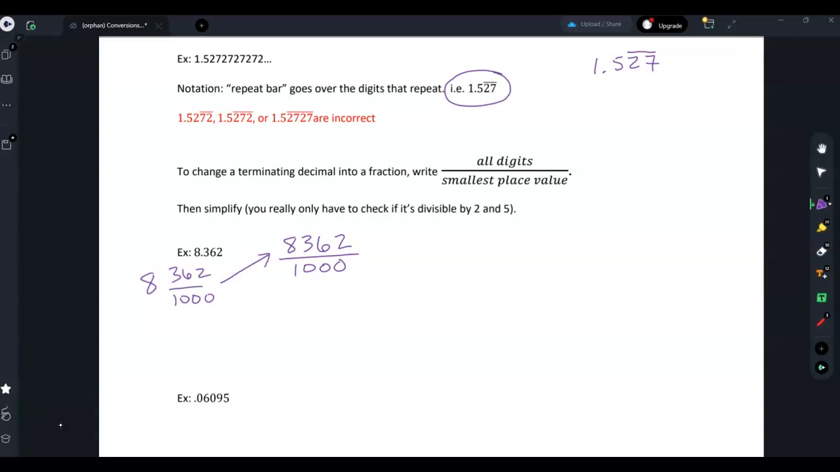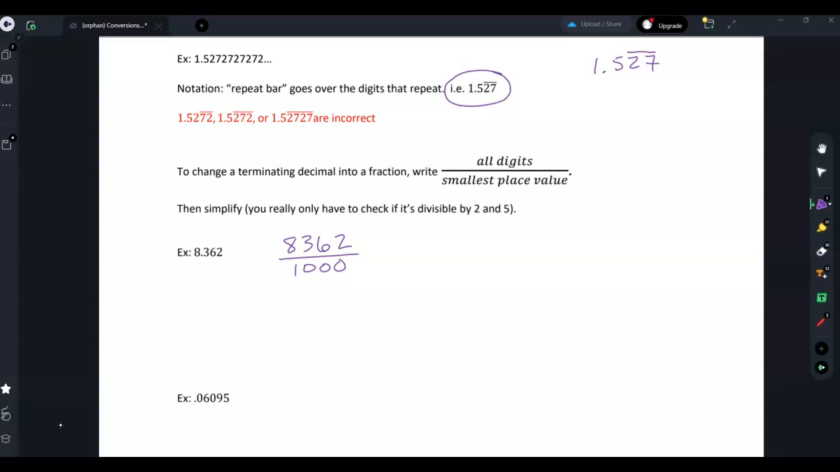I can just quickly write all the digits in my number as my numerator and then put it over 1,000. And then essentially you've done what you were asked to do. At this point, we have taken this decimal and rewritten it as a fraction. The last bit would just be to simplify, right? So just simplifying that fraction.